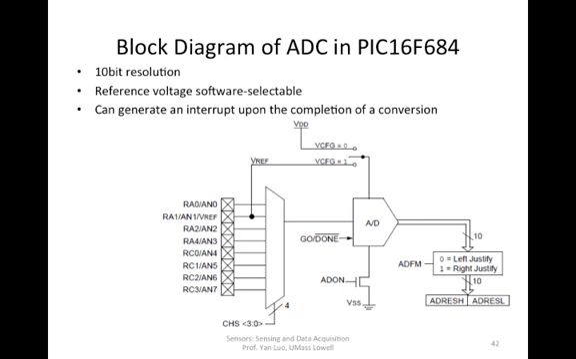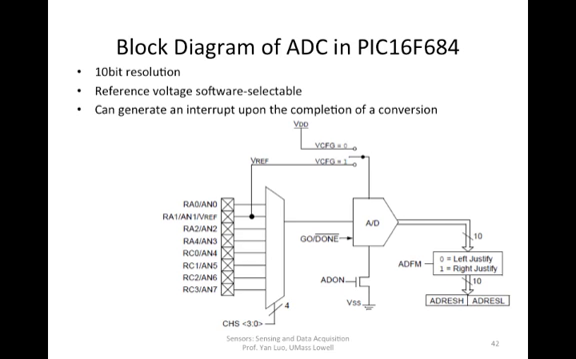This is the block diagram of the ADC in this PIC 16F684. Although we're going to use a different chip, the architecture, the principle, the way to program it is almost the same. This particular ADC has a 10-bit resolution. You can use either the reference voltage coming from the outside or the supply voltage of the chip. That's what we call the reference voltage being software selectable. This ADC can also generate an interrupt upon the completion of a conversion.